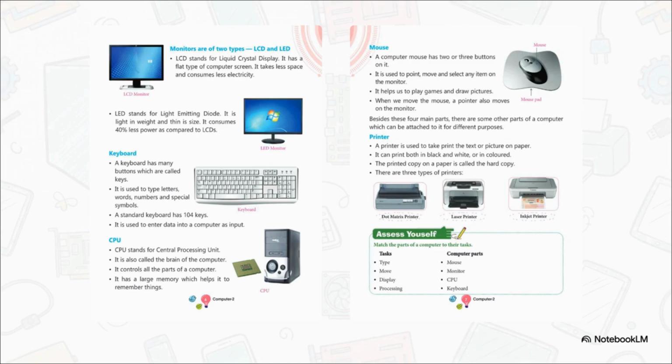Next up, for our main parts, we have our primary input devices, the keyboard and the mouse. The keyboard is what we use to type letters, words, numbers, and special symbols. Fun fact, a standard keyboard actually has exactly 104 buttons, which we call keys. And right beside it, you'll usually find the mouse. A standard computer mouse typically has 2 or 3 buttons and sits on a mouse pad. We use it to point, move, and select items right there on the monitor. Plus, it's absolutely essential for playing games and drawing.